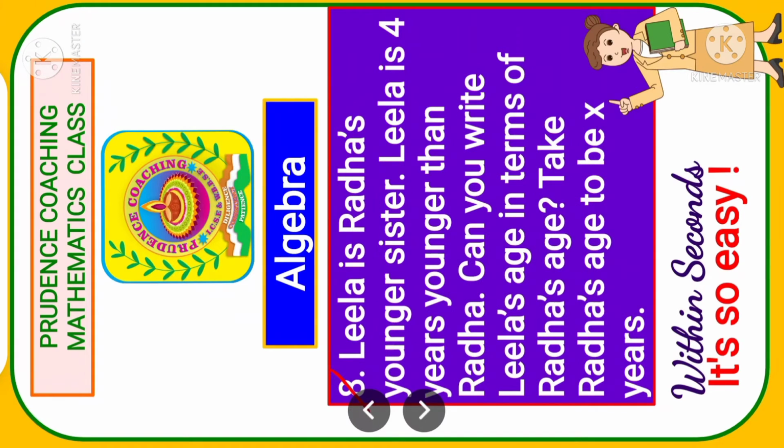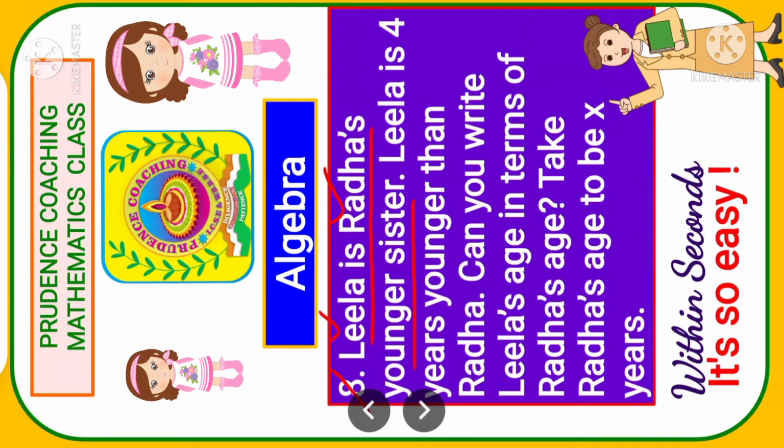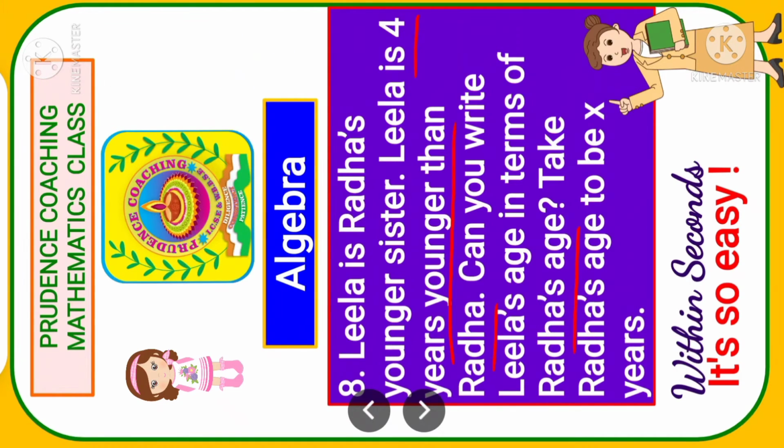Now let us start with sum number 8. According to this question, it is given Leela is Radha's younger sister. So here Leela and Radha are both sisters and Leela is smaller than Radha. Again it is said Leela is 4 years younger than Radha. So Leela is 4 years smaller than Radha. Can you write Leela's age in terms of Radha's age? So here it is asked, if you know the age of Radha, can you write what will be the age of Leela? Here it is said, take Radha's age to be x years.